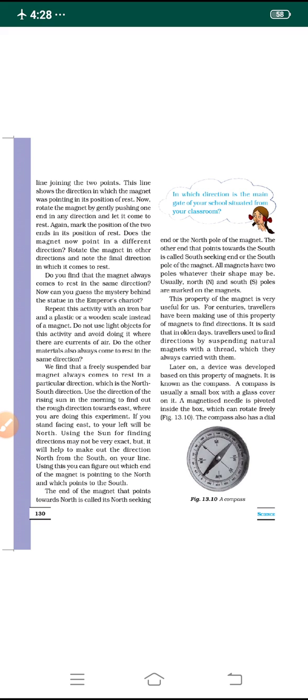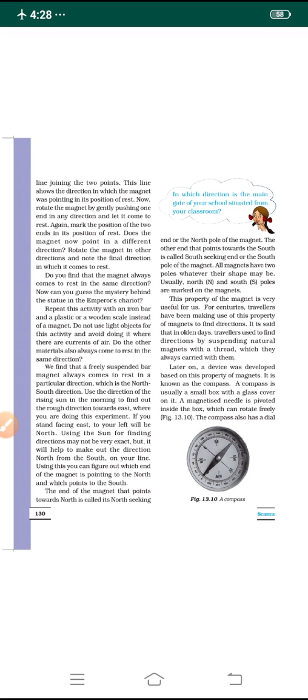A compass usually has a small box with a glass cover on it. It has a magnetized needle which is pivoted inside the glass box, so it can rotate freely in all directions. The compass also has a dial.